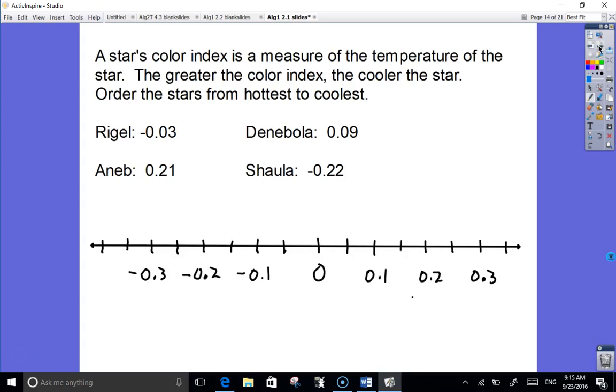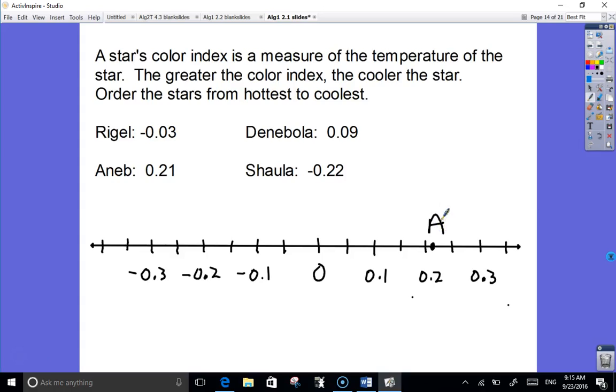So where would I graph? Let's start with Eneb, 0.21. Does it go to the right of 0 or to the left of 0? Okay, and so I see 0.2. I don't see 0.21. Where would I place 0.21? Okay, about like right there, right? And so that would be Eneb.